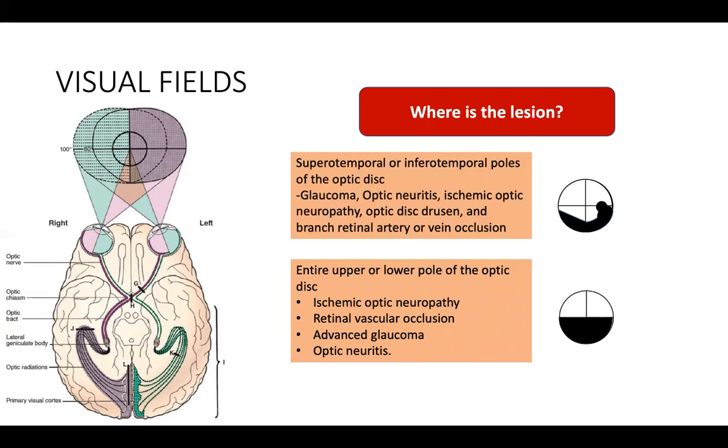Damage to the entire upper or lower pole of the optic disc causes an altitudinal field cut that follows the horizontal meridian. This pattern of visual field loss is typical of ischemic neuropathy, but also results from retinal vascular occlusion, advanced glaucoma, and optic neuritis.